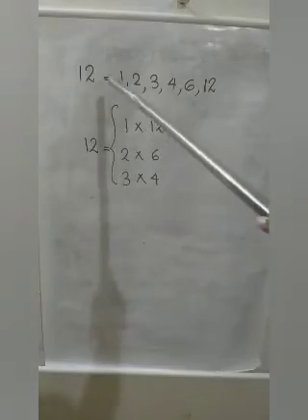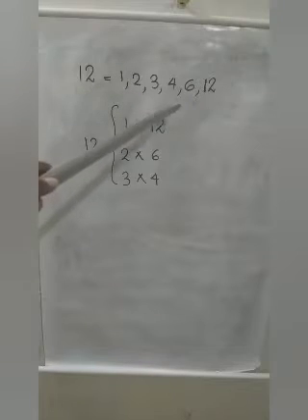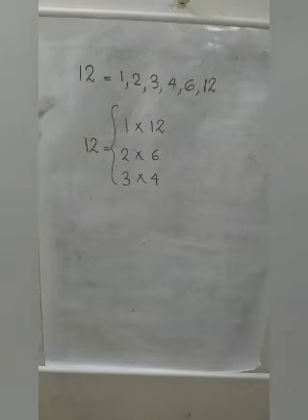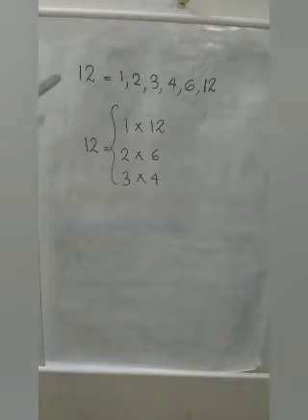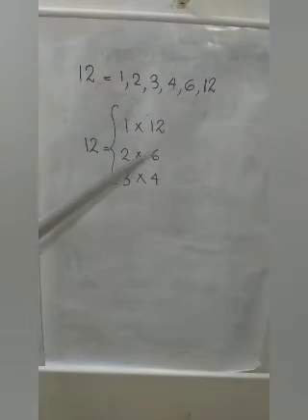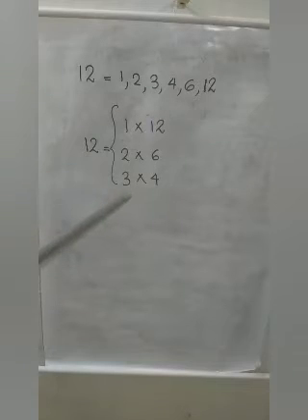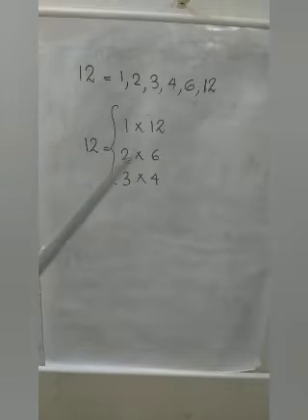Consider the number 12. Here I have written the factors of 12. What are the factors of 12? 1, 2, 3, 4, 6 and 12. So we can express 12 as a product of any two of these numbers. What are those combinations? 1 into 12 is 12, 2 into 6 is 12, and also 3 into 4 is 12. So these are the numbers whose product can be expressed as 12.